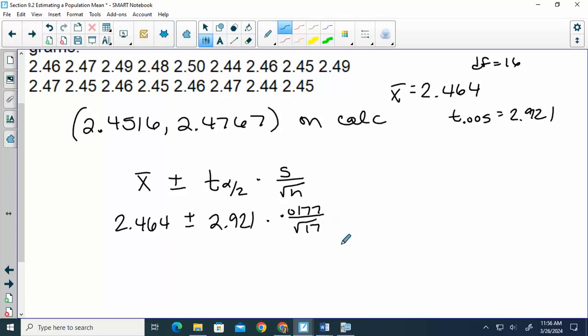Where do we get 0.0177? The one variable statistics, the sample standard deviation. So when we put the data in our calculator at the beginning, you can go to stats, calc, one variable statistics, we look at that.